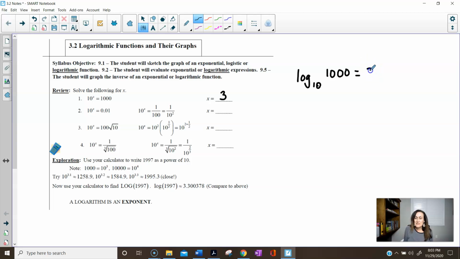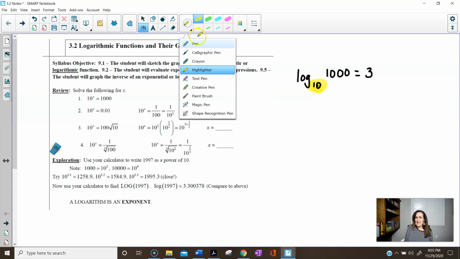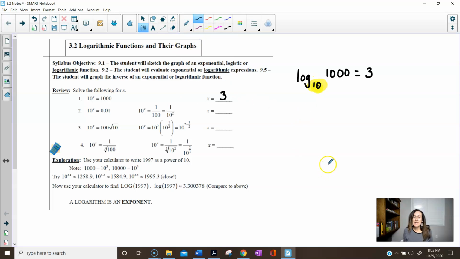And what does a logarithm equal? It equals the exponent. Now, some of you might also remember that when you have what's called base 10, that's called a common logarithm. Another way to write a common logarithm is just to write log 1,000. If you see log 1,000, you assume that the base is 10. So what does log base 10 of 1,000 equal? 3.